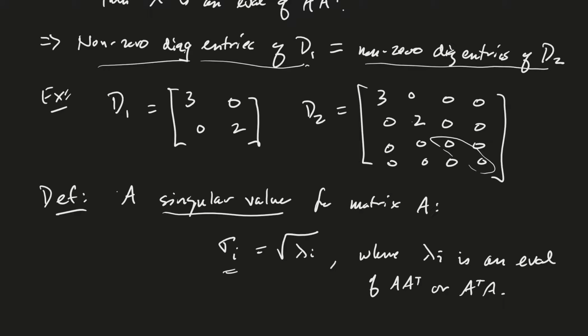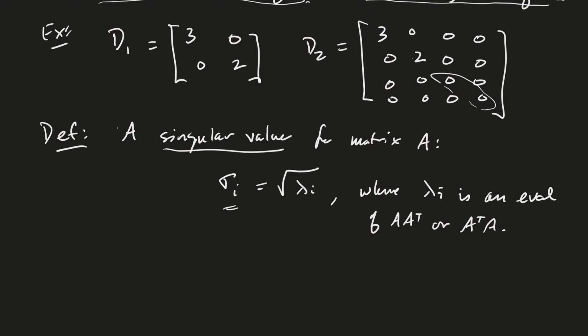Now, I just wrote down here that I'm taking the square root of an eigenvalue. What does that suggest? That suggests that the eigenvalues are going to be greater than or equal to 0. And so we get that sigma i is real. And so there's another exercise.